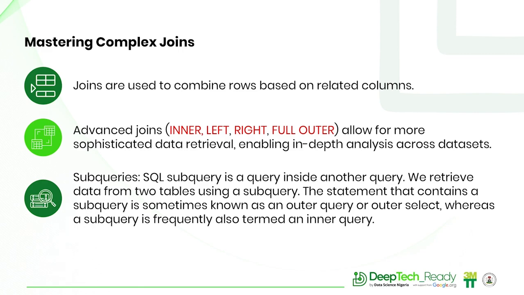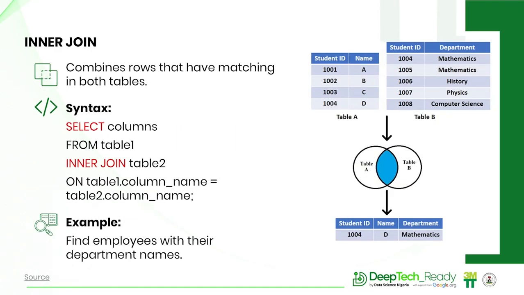Now, this will lead us to look at one of the types of join, which is the inner join. The inner join lets us combine rows with matching values in both tables. So we have the syntax for the inner join as SELECT, you specify the columns that you want, and then FROM you indicate the table that you want, and then INNER JOIN you are joining the second table, and then ON you specify the relationship that exists between the two tables. That's the two columns that form the relationship. So we have table1.column_name and table2.column_name.